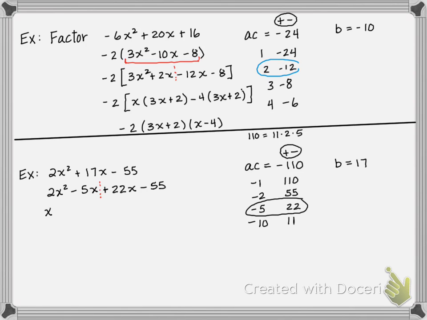So I can factor out an x. Then there is addition between my two terms. And I can factor out an 11. And we get 2x minus 5 times x plus 11.